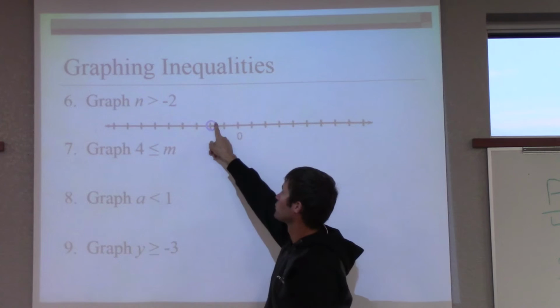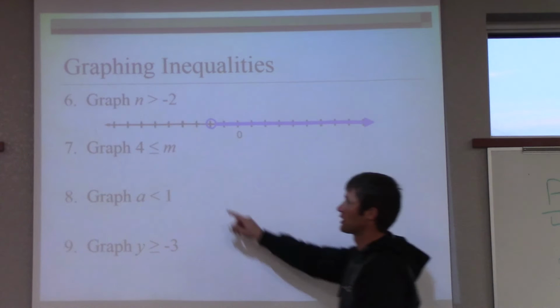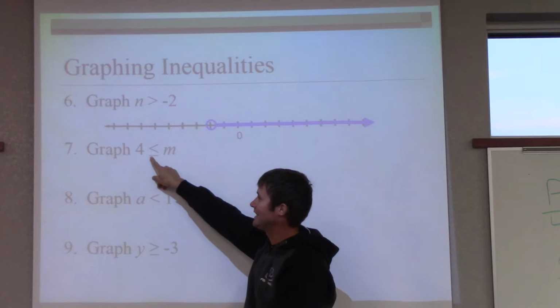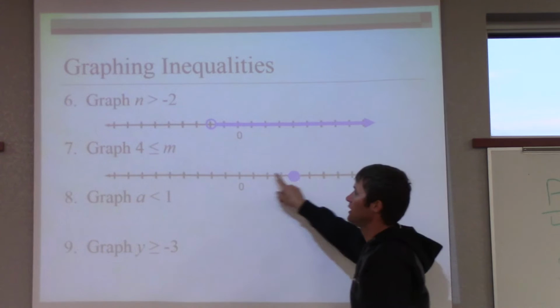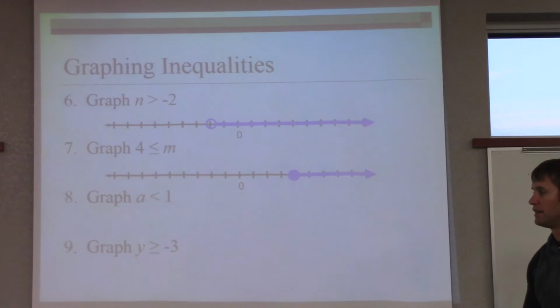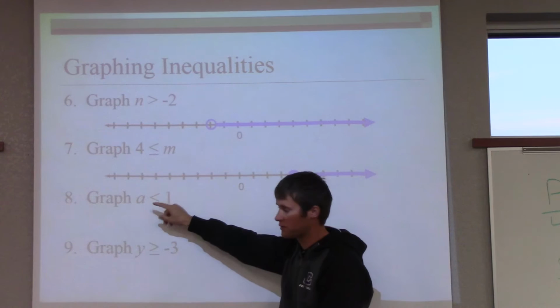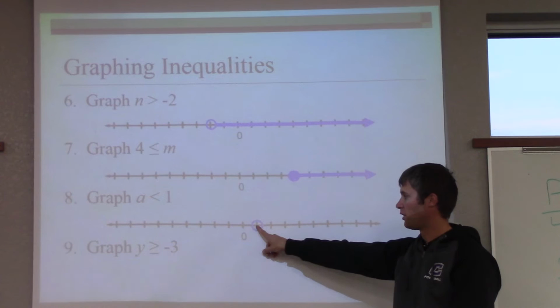We come here, look at it this way. N is open to it, so that means it's greater than it. It's equal to, so our dot's going to be closed. So we go to 4. 1, 2, 3, 4. N is greater than 4, so we shade to the right. Go to A. It says less than 1, so it's an open dot. Go to 1. Open dot, it's less than it, so we point to values that are smaller.